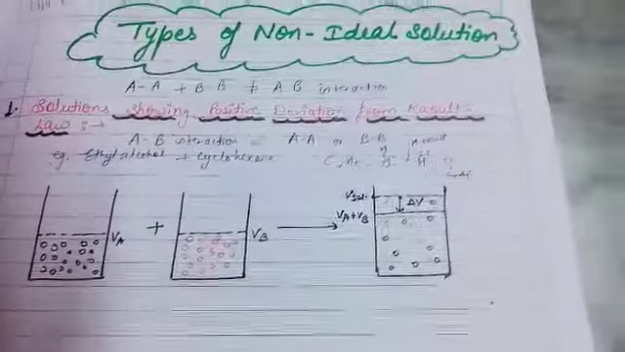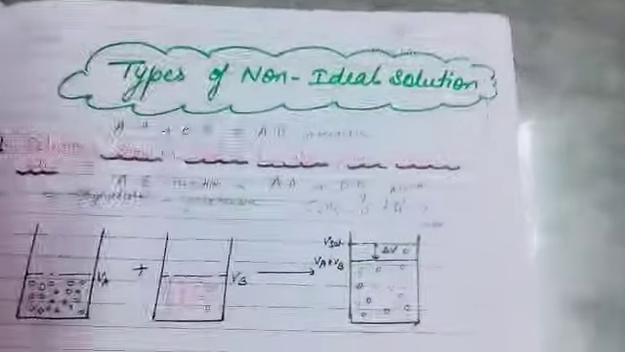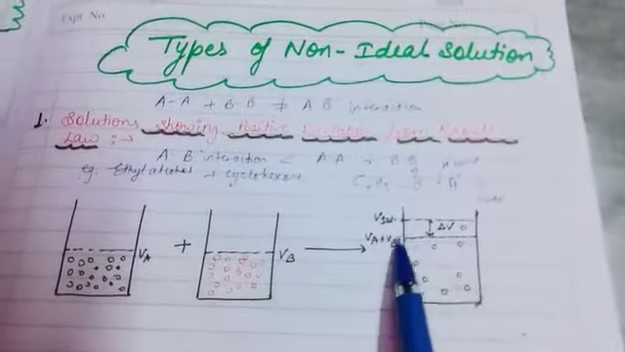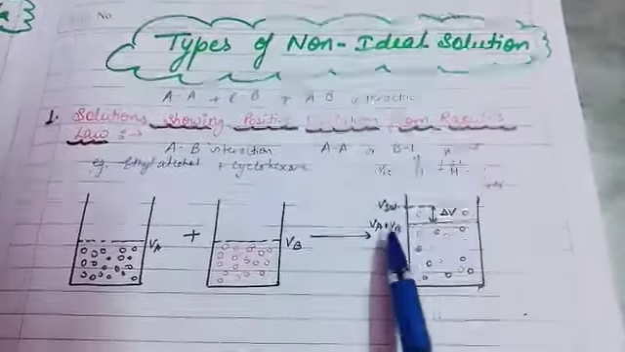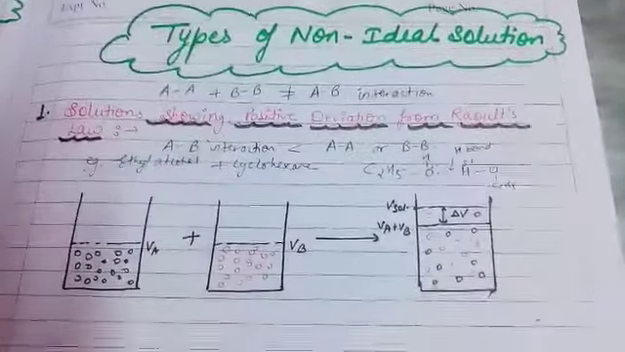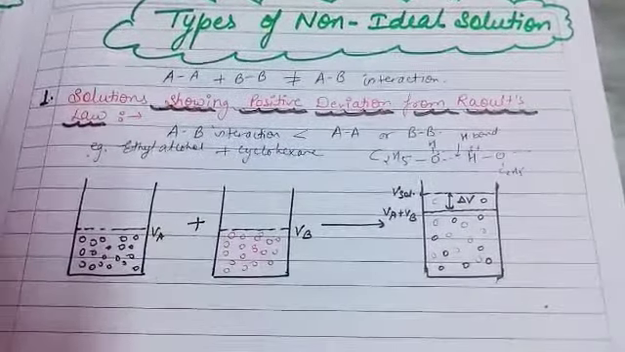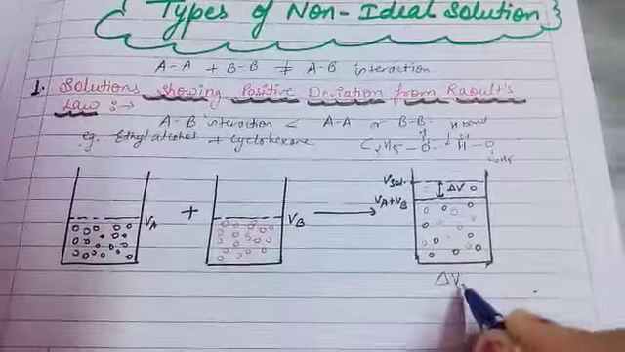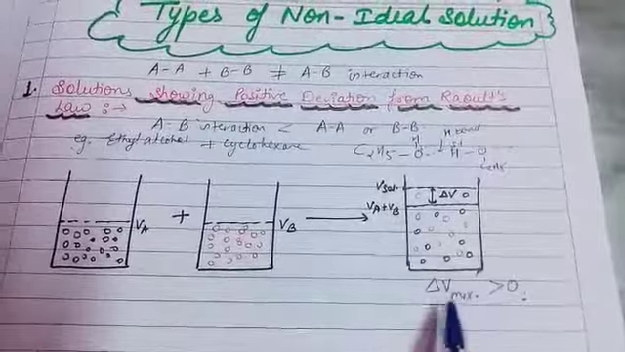Now just see, sorry, this one is showing which type of deviation? This one is showing positive deviation, because this one is for the solution, this one is again for the ideal solution, but after mixing both the liquids, their volume is more than expected. So that's why they are showing positive deviation. And in this case, generally delta V mixing is greater than 0, क्योंकि 0 से इसका वॉल्यूम ज़्यादा हो चुका है.